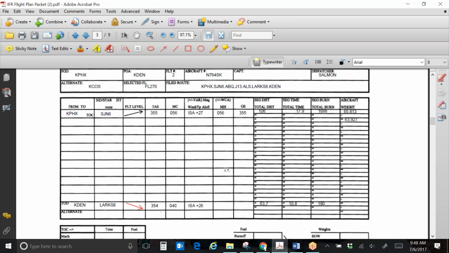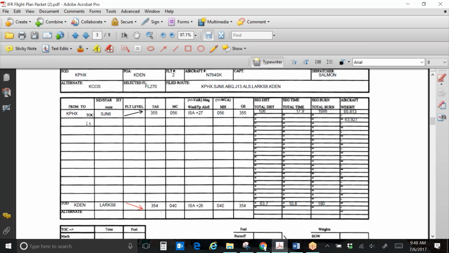The wind correction angle is staying the same. We're still at 040, and ground speed is still going to be 354. So we've got all that data in there. That's all good. So now we can actually go back up and start doing the middle part of the route and figure out all of the in-between part.